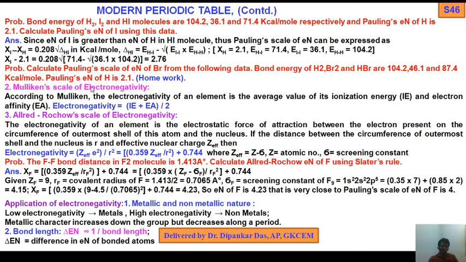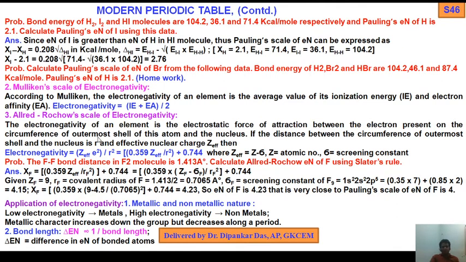The Pauling scale electronegativity of hydrogen is 2.1. I have given this as homework. This is simple, just the data is different and the compound is also different. Here HBr, there HI. So you should solve this problem. It is a very easy problem. If you feel any doubt or any trouble, then you can ask me.